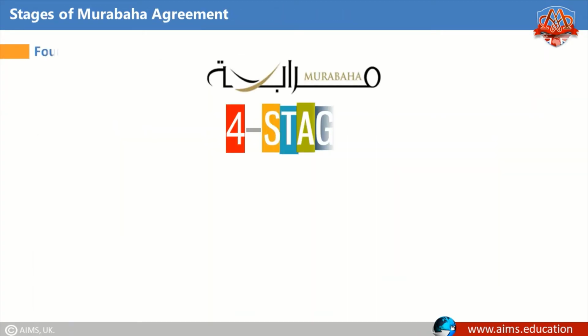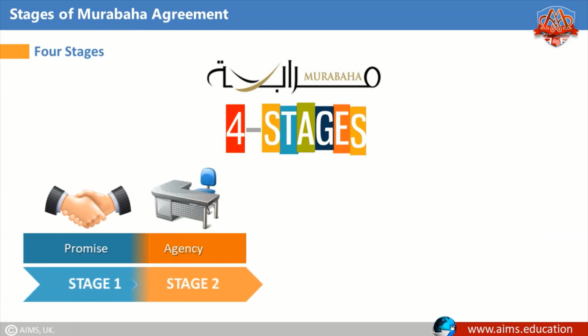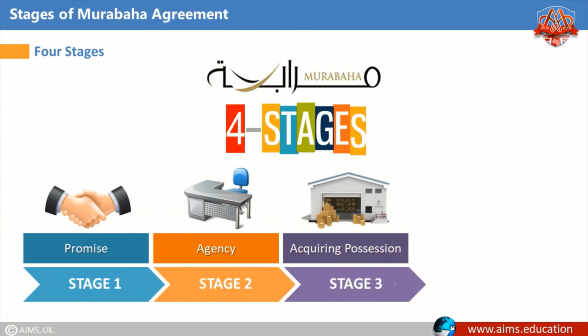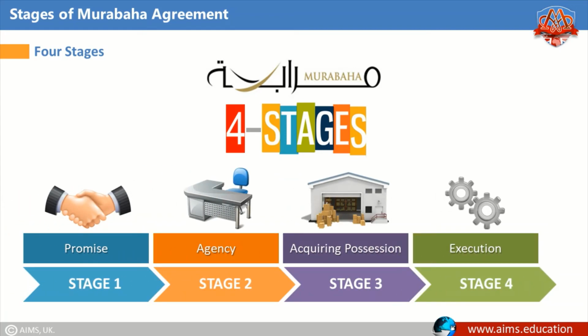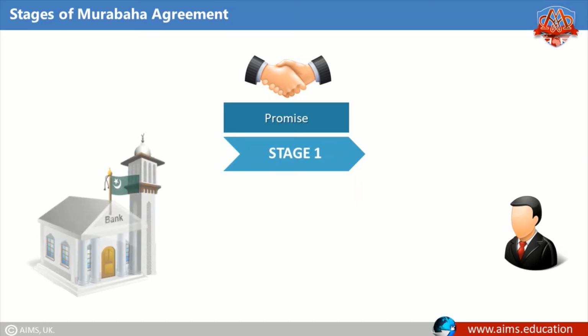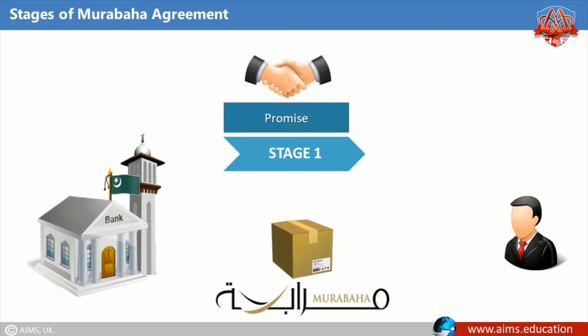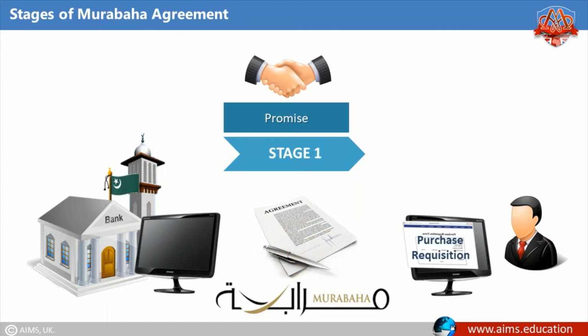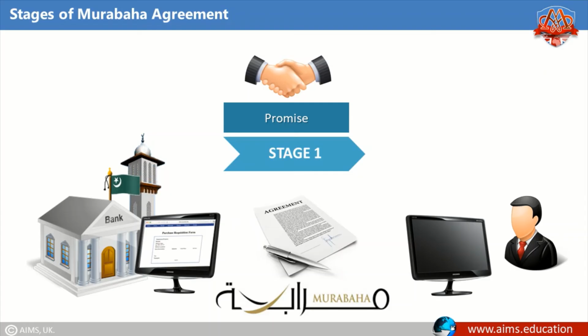Stages of the Murabaha agreement. It has 4 stages: promise, agency, acquiring possession, and execution. Stage 1. Promise. The client approaches the bank for facility through Murabaha. The client and the bank sign an agreement to enter into the agreement. Then, the client submits the purchase requisition to the bank.